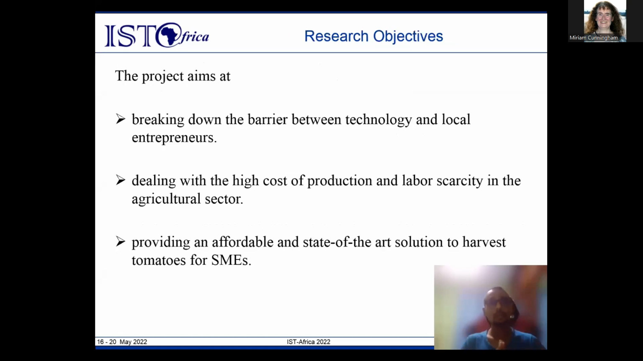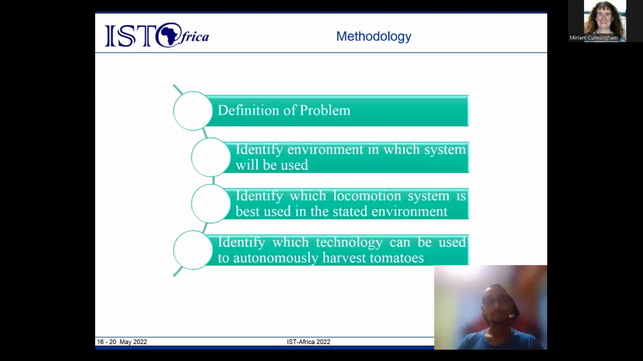What are the research objectives of the project? First and foremost, the project aims at breaking down the barrier between technology and local entrepreneurs. The project also focuses on dealing with the high cost of production and labor scarcity that Mauritius is currently facing in its agricultural sector. Finally, the project aims at providing an affordable and state-of-the-art solution for the autonomous harvest of tomatoes in SMEs.